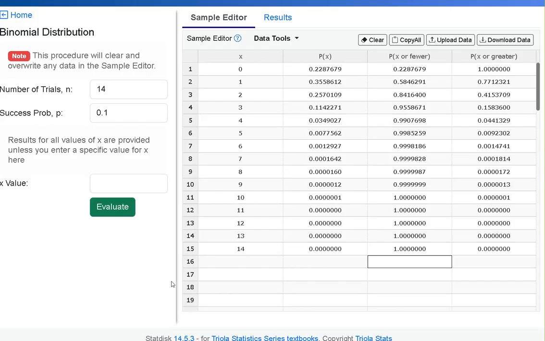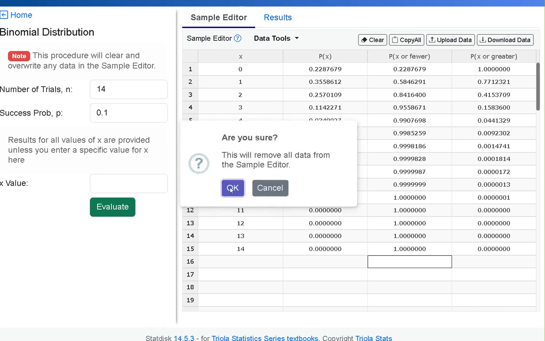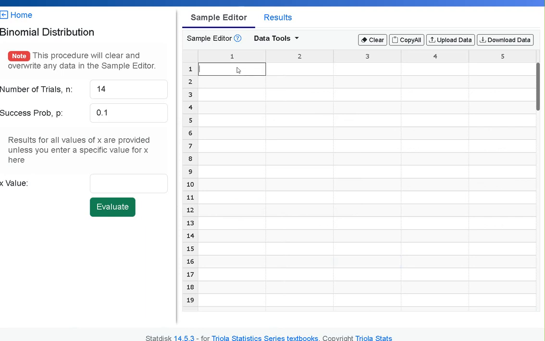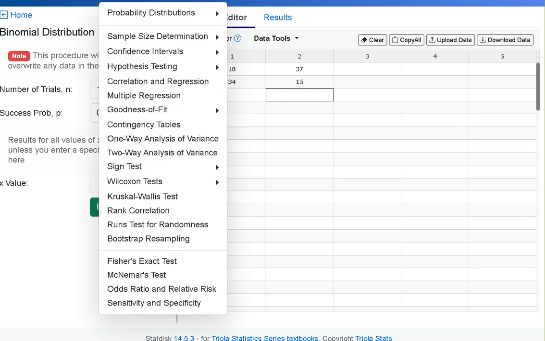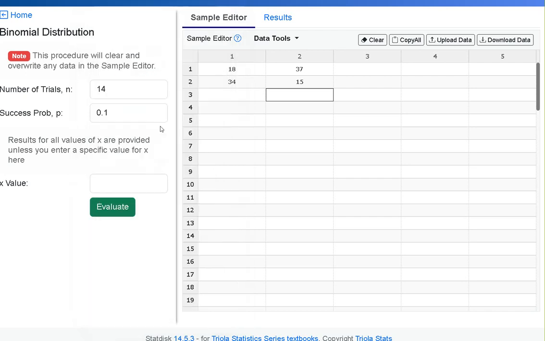And let's go up to here. I guess I can get rid of this. Clear that. So we're going to enter 18, and then down below that, 34, and then up to the top here, 37 and 15. So not too hard as far as entering the data is concerned. But where do you think I'm going to go to actually run this test? Where should I look anyways? Analysis. Yeah, analysis and then contingency tables.